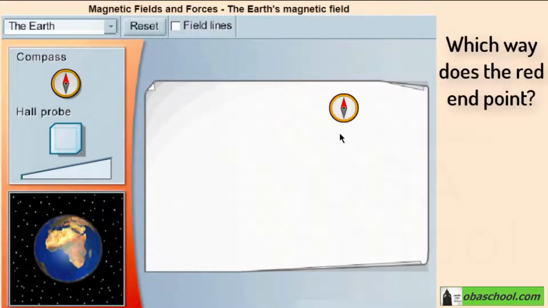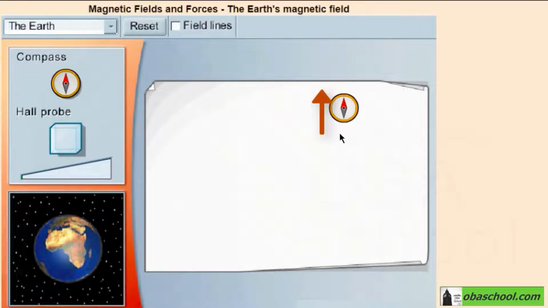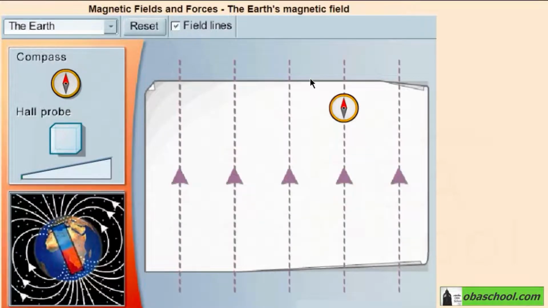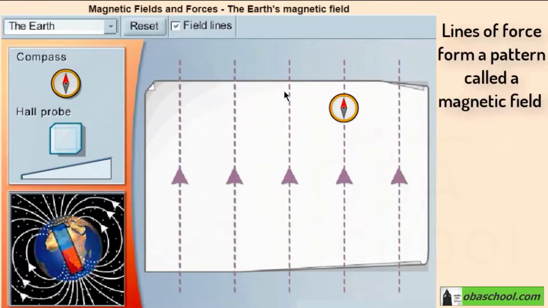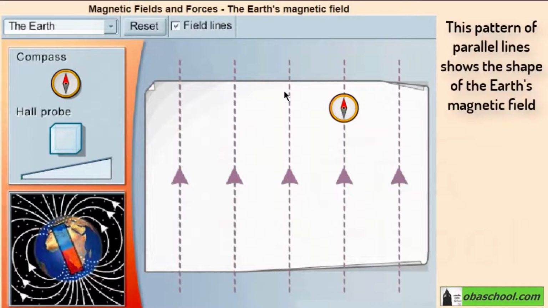Which way does the red end point? Yes, to the north. Now let's select field lines. Lines like this, which show how Earth influences a compass, are called lines of force or lines of flux. Lines of force form a pattern called a magnetic field.